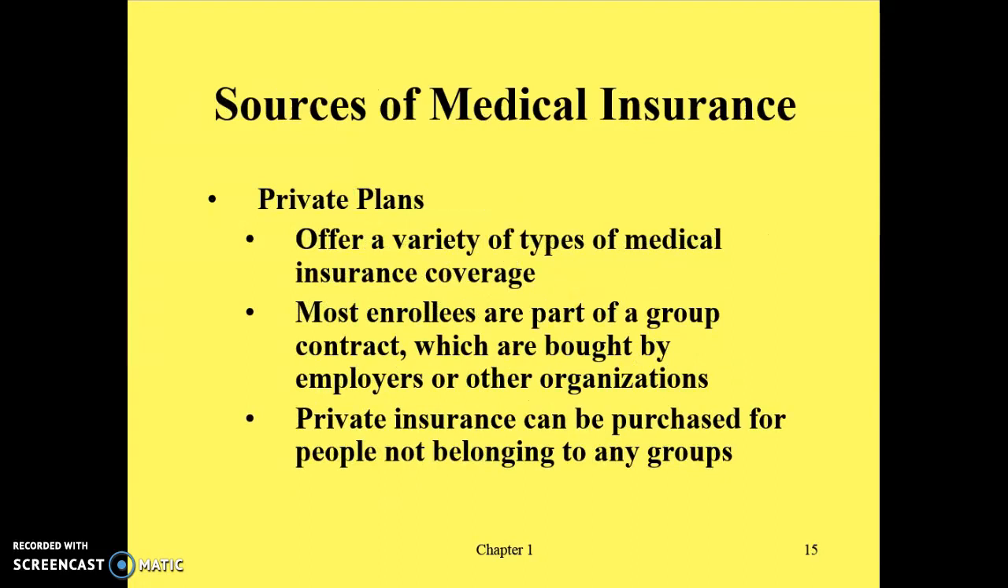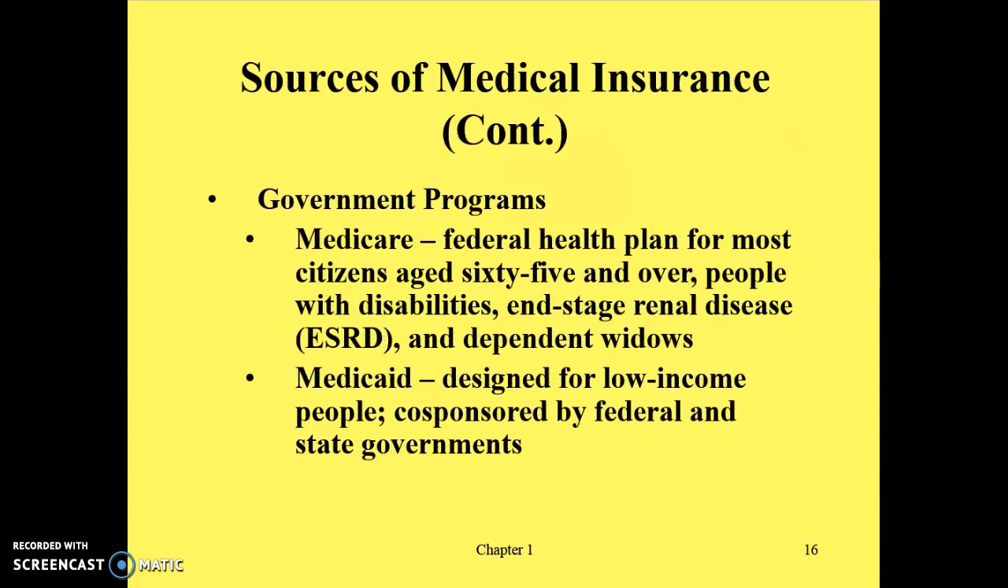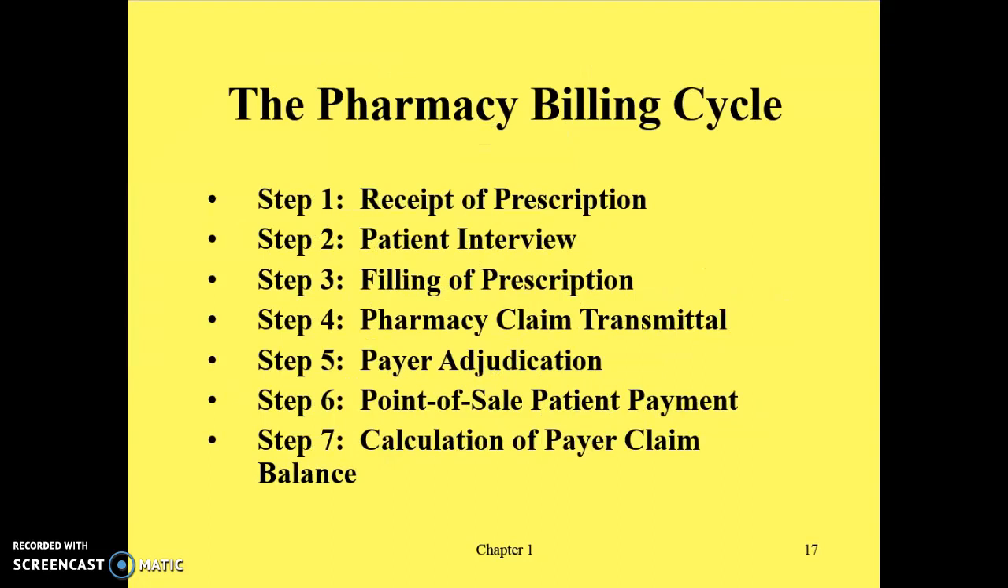They're going to give you a brief overview of some of the different sources of medical insurance, whether it's private plans, government plans, things like that. And then finally, they're going to go through the pharmacy billing cycle. So what happens when a prescription is brought to the pharmacy? What do you have to do? What do we do first and what do we do last? So all of those steps are going to be covered in this chapter.